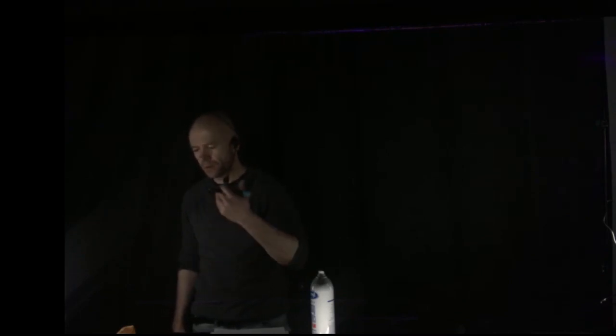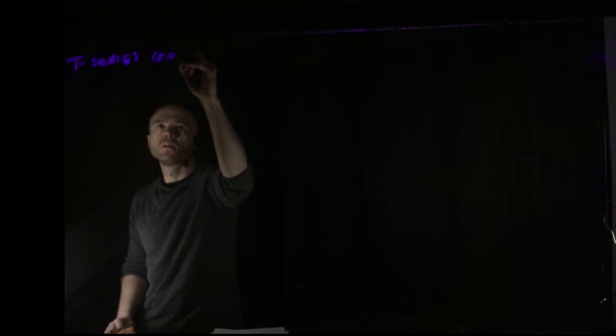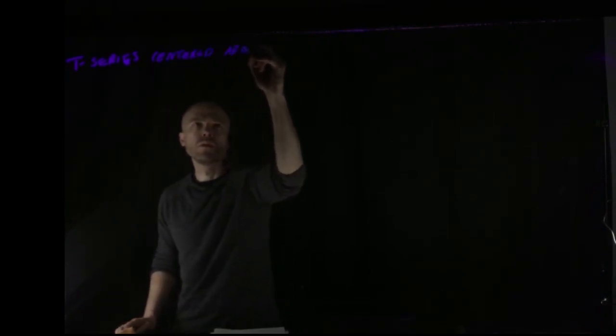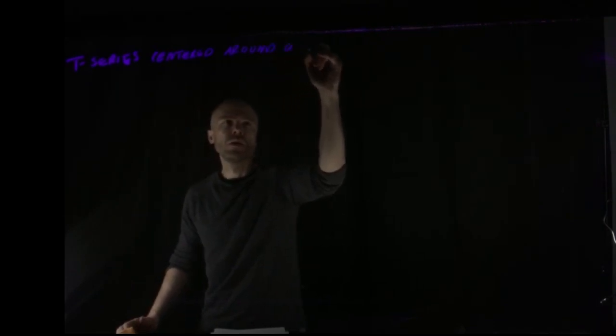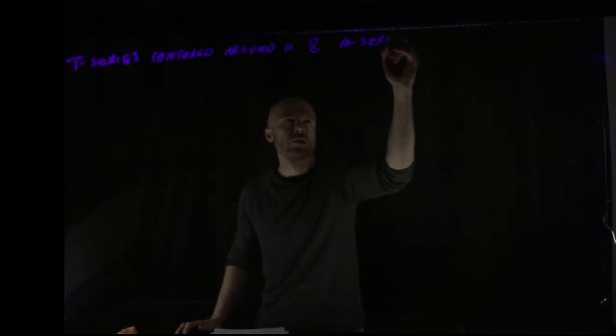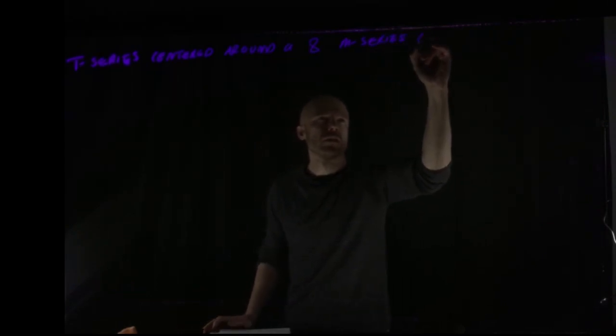Now that we know about the difference between Taylor and Maclaurin series, maybe I'll write it down. So T series, Taylor series, is centered around a, and then M series, Maclaurin series, centered around 0.